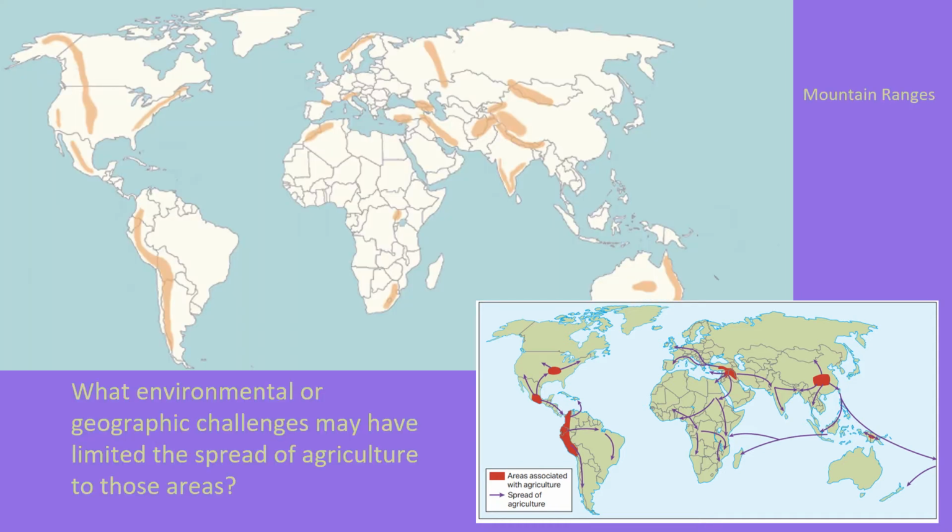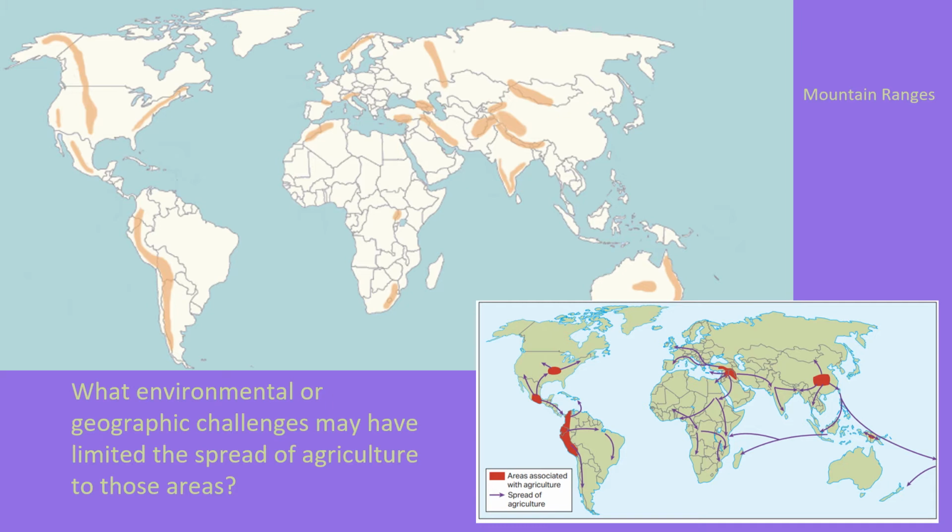All right, this additional map is of mountain ranges. So the peachish colored markings on the map, that's where there are major mountain ranges. So for example, in the United States, we have the Rocky Mountains and the Appalachian Mountains, right? So do these correlate with certain areas that they did not spread agriculture to?